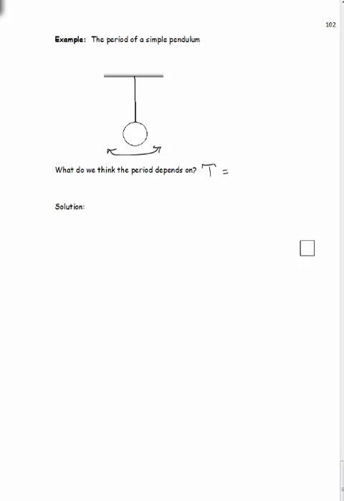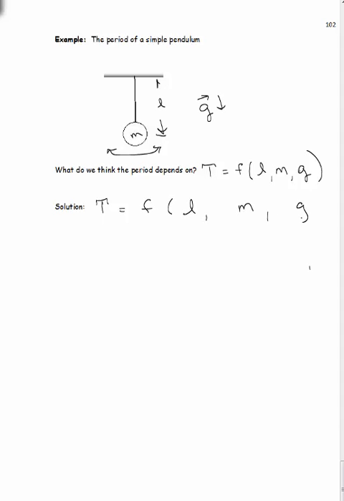So the period is T, and that is a function of, well, we look at the problem and we say, probably has to do with this length and the mass, and since it's swinging up and down, probably acceleration of gravity, so just say g here. So let's go through our process. We have this function, period is a function of, and let's just spread these out, L, M, g.